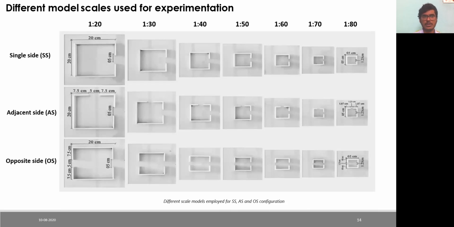Different model scales used. Here is the pictorial representation of the different model scales which I use for the experimentation, starting from 1:20 to 1:80, the largest scale.